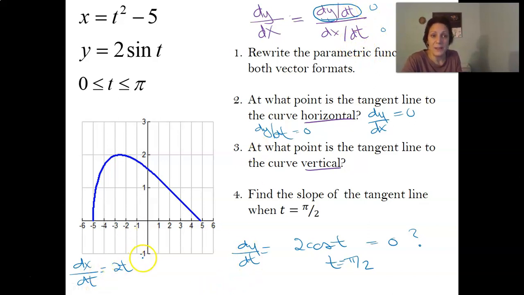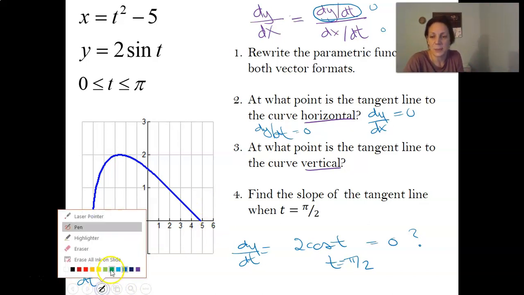Now AP doesn't often throw that at you. I can't see them throwing that at you, but they will hit you if you don't check. So if they say, when does it have a horizontal tangent, then we're going to say when dy dt is equal to 0, but dx dt does not equal 0. So you have to make sure you state both things. So in this case, that's at pi over 2.